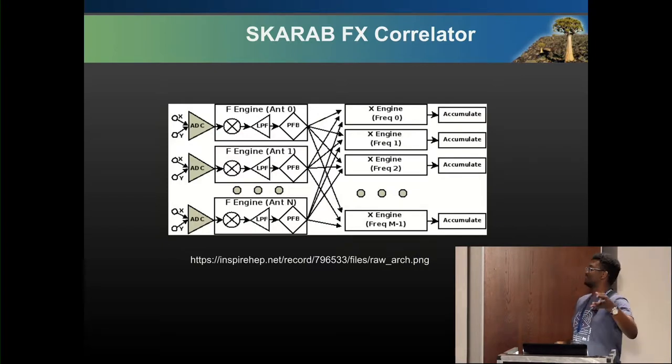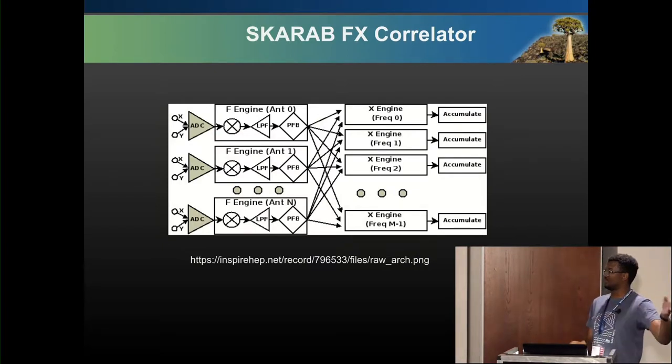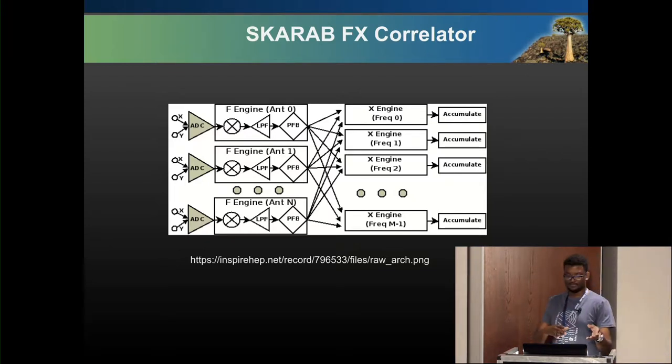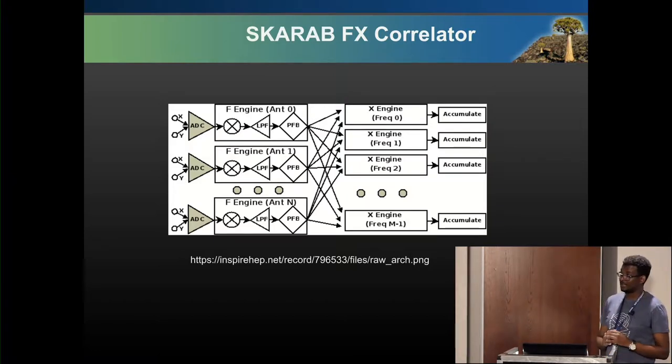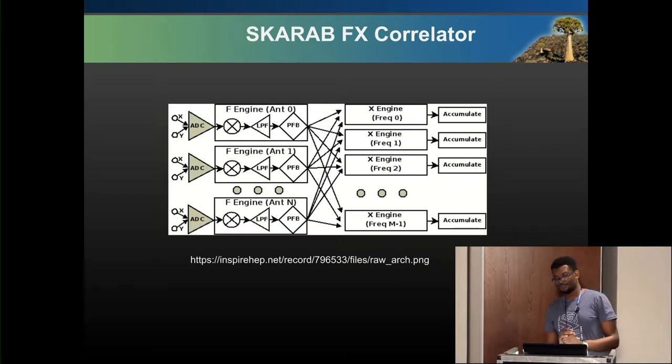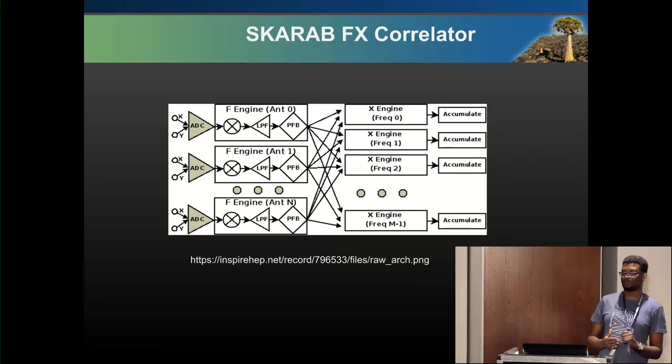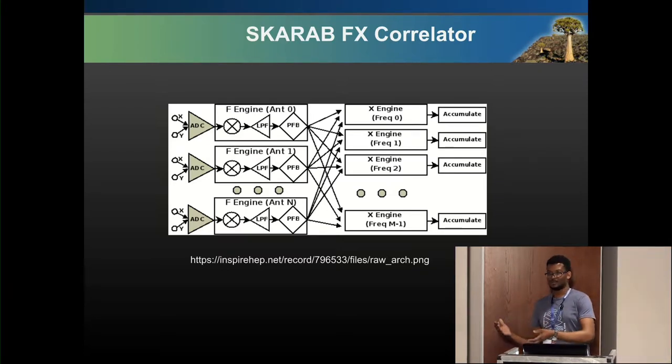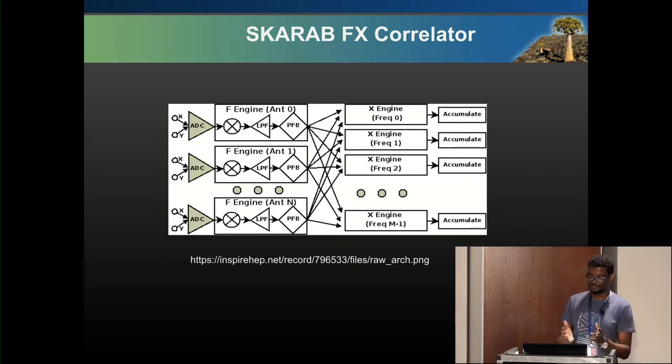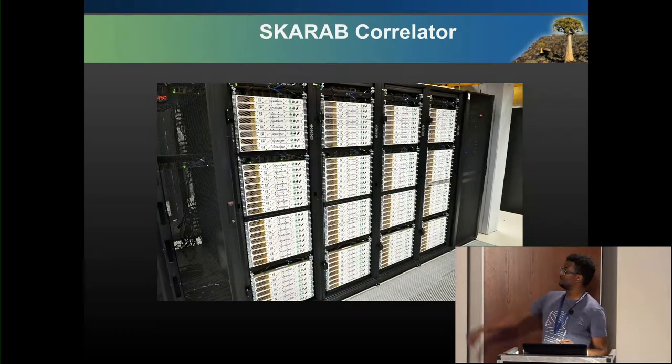So you've got your F engine and your X engine. Your F engine does your channelization, your FFTs, and then spews the data to the X engines, which do all the correlation. You autocorrelate and cross-correlate, and then eventually you accumulate and get your data dump out. And all this, especially for the 64 antenna, we had, well, you'll see in the challenges encountered. When we develop in-house, obviously we can't upscale. By that I mean we have to develop with very minimal instrumentation, which is a SKARAB.